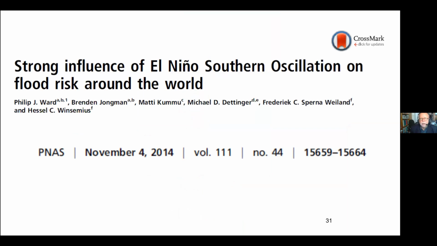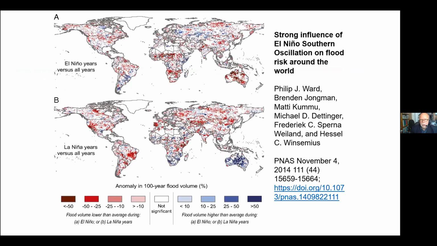Now I'd like to refer to an important paper by Philip Ward and colleagues. Many colleagues are from the Netherlands, showing strong influence of El Niño Southern Oscillation on flood risk around the world. Complex story that you can see here. Anomaly in 100-year flood volume. Upper panel, El Niño years versus all years. Lower panel, La Niña years versus all years. So we see if there is a blue or bluish spot, it means that flood volume is higher than average. On the upper panel during El Niño, bottom panel during La Niña. Complex, messy story.